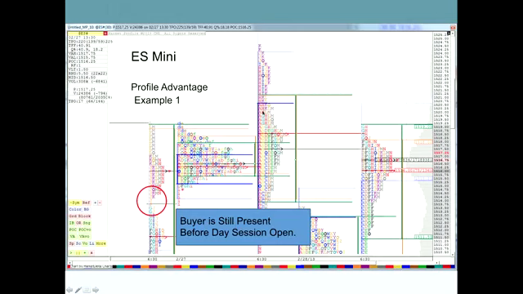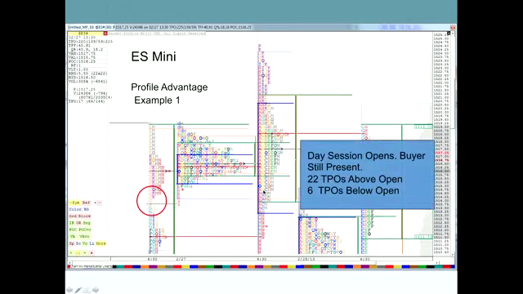Now, let's continue on and take a look at what else tells us this buyer is still present. I want you to count 22 TPOs above the open. Count letters A, 1, 2, 3, because when the market first opens, that's all you're seeing. A's, A's, A's, 22, and I only have 6 below the open. Is that buyer there or not? All right. Okay, so that buyer is still committed.